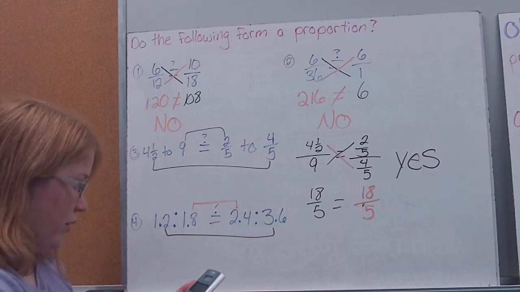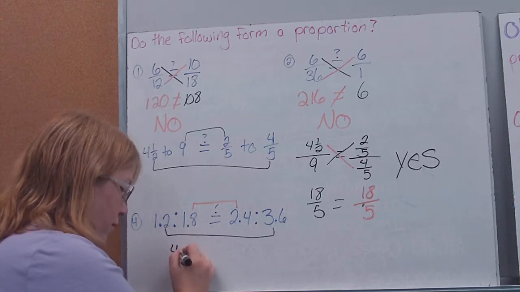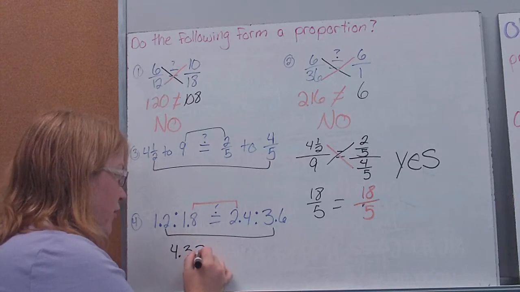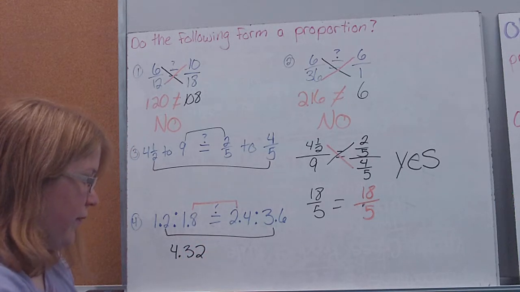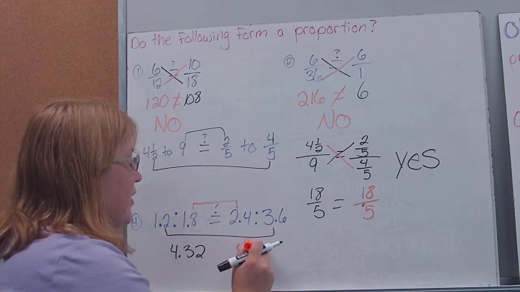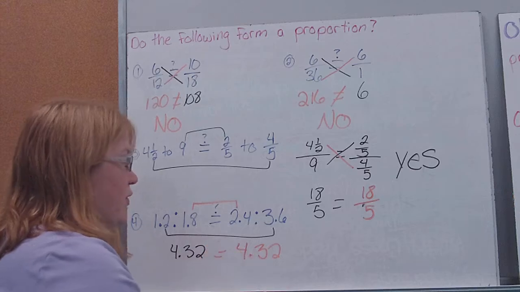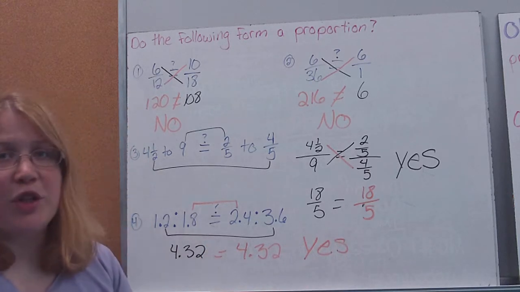So 1.2 times 3.6 gives me 4.32. Now I'll do my means, or my inside numbers. 1.8 times 2.4 gives me 4.32. So those are equal to each other. So yes, these ones form a proportion.